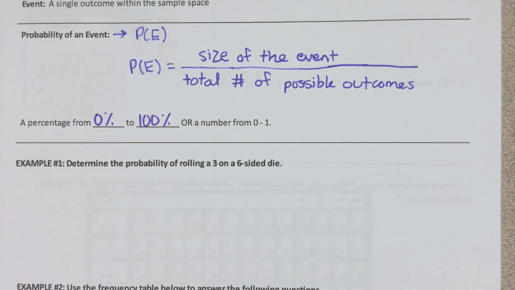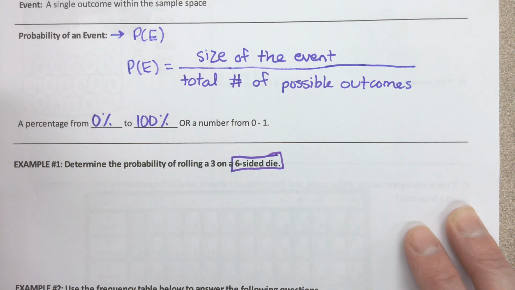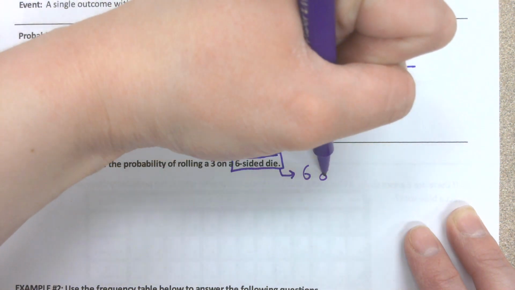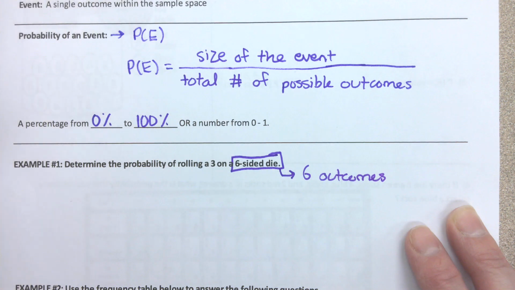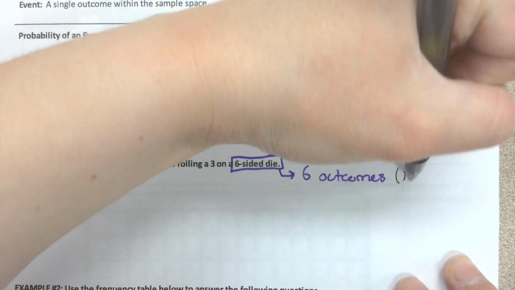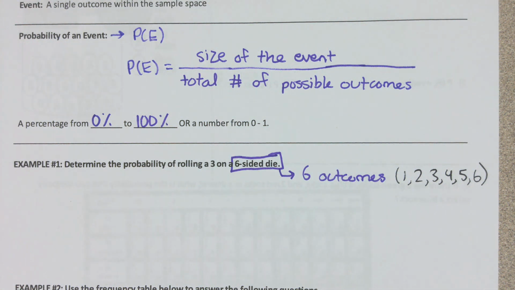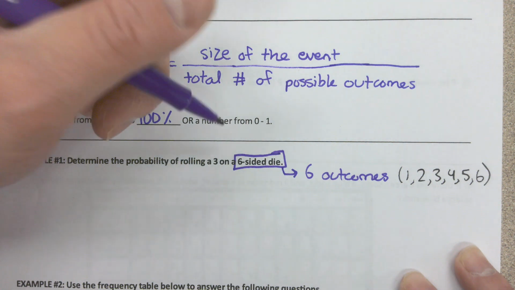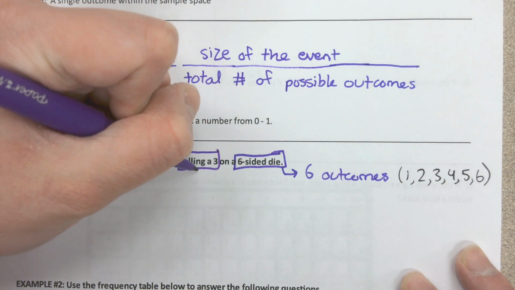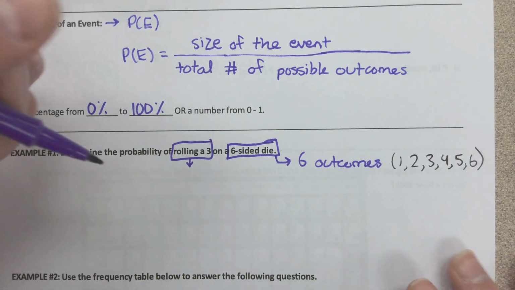Let's do a very basic problem just to get us started. Determine the probability of rolling a 3 on a 6-sided die. We're using a 6-sided die, meaning there are 6 outcomes. And those 6 outcomes are the numbers 1 through 6. So 1, 2, 3, 4, 5, 6. And we want a 3. Of the number options, 3 only appears one time. So this is one outcome.